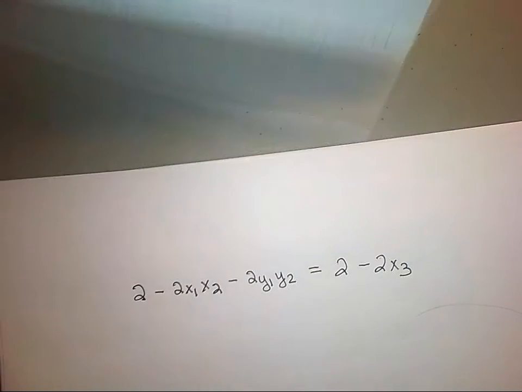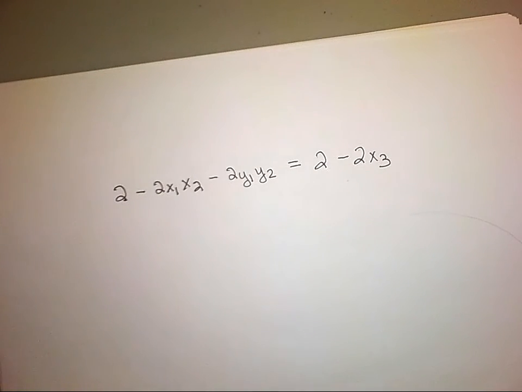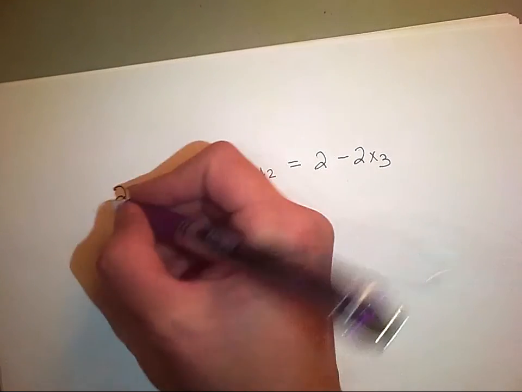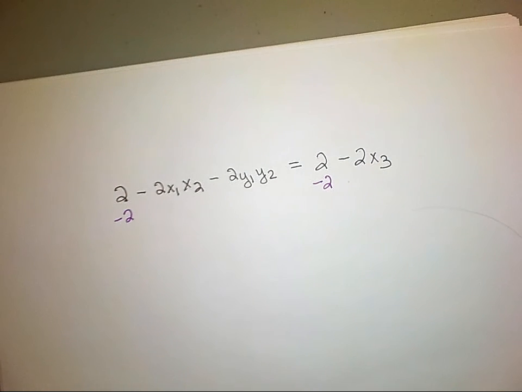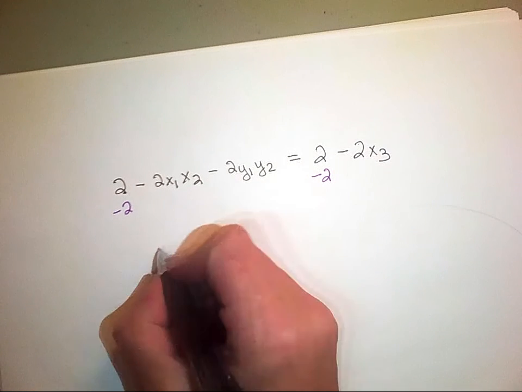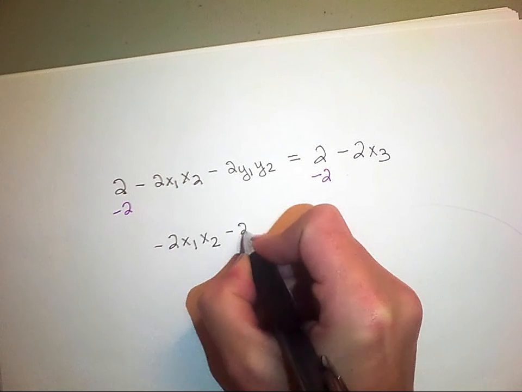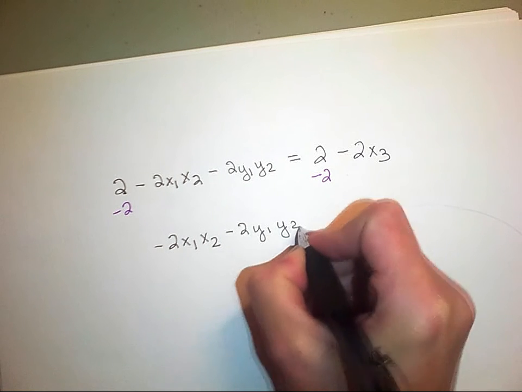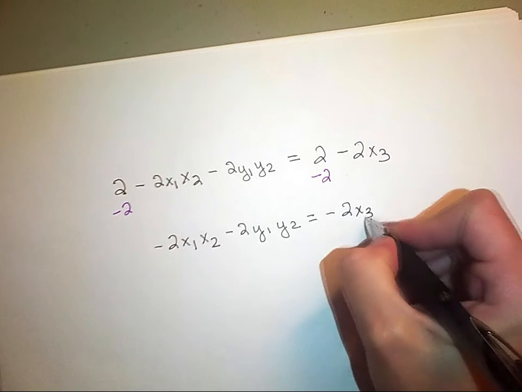Now we'll just go back to some algebra. We're still trying to simplify this equation. Let's subtract 2 from both sides. So subtracting 2 will leave us then with the minus 2x1, x2, minus 2y1, y2, and that goes to 0, minus 2x3.